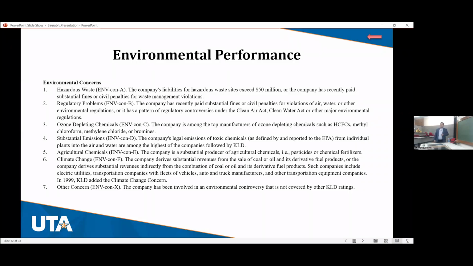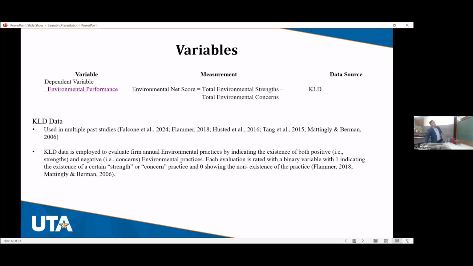And what it basically gives is a rating of 1 or 0. 1 meaning that the strength or the concern exists, 0 meaning it doesn't exist for that particular company, right? And there are about 7 strengths and 7 concerns that we found for all the firms within our sample. And the way we measure environmental performance is in line with the existing past research, which looks at the total environmental strengths minus the total environmental concerns. So if a negative score is there, then there are more concerns for the firm. If there's a positive score, we would expect that strengths are more than the concerns.